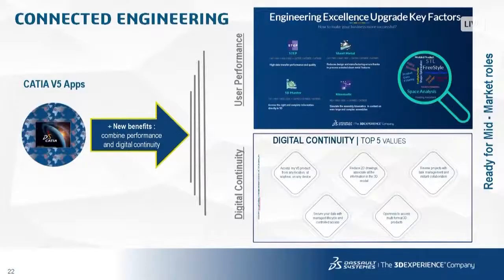So essentially, connected engineering, you've got your CATIA V5 apps, you've got new benefits which combine on two axes essentially. One on the performance axis because of the increased and extended functionality that you've seen, and the other, by storing your information on the cloud, you have the digital continuity which ensures that your project is shared as a single source to every participant through the 3D Experience platform.